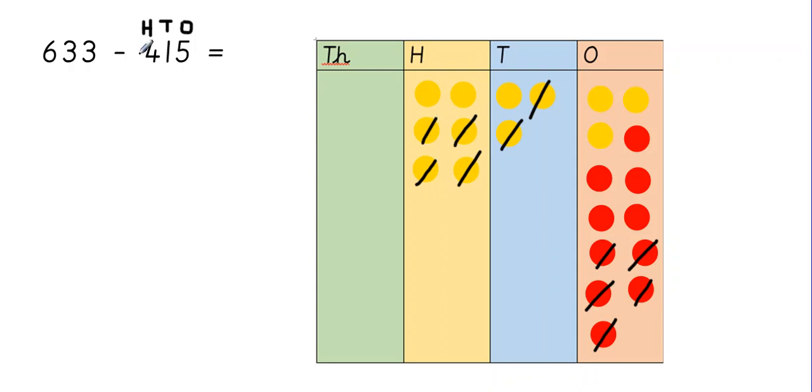So because I've got no more columns to the left, I don't need to go any further. My calculation is completed. So I'm now going to add my columns up. So in my hundreds column, I am left with 1, 2. I'm going to write a 2 down here. In my tens column, I am left with 1. And in my ones column, I am left with 1, 2, 3, 4, 5, 6, 7, 8. I'm going to write an 8 down here in my ones column.